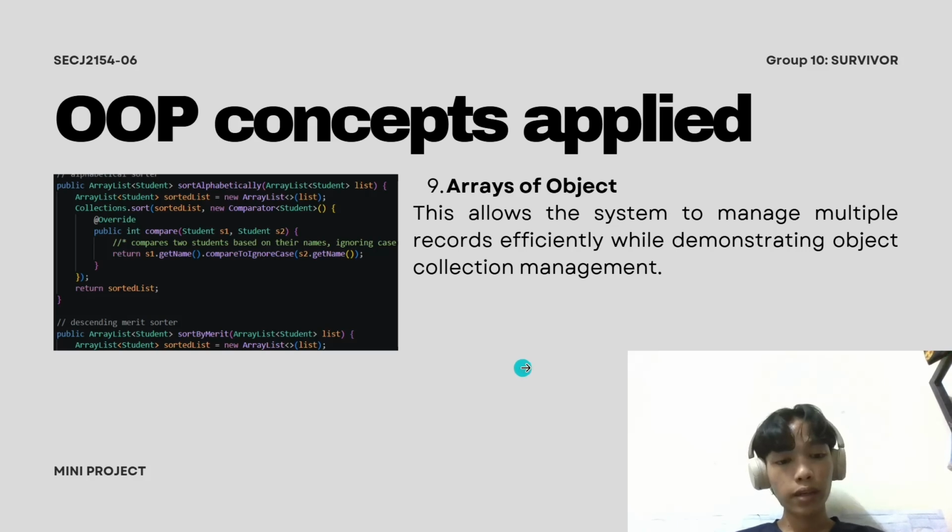Next we have arrays of objects. Since a dormitory system needs to handle a lot of data, we need to make sure that the system can manage multiple student records efficiently. It's a great example of object collection management. The code here shows how we can take an array list of student objects and easily sort them, either alphabetically by name or by their merits.